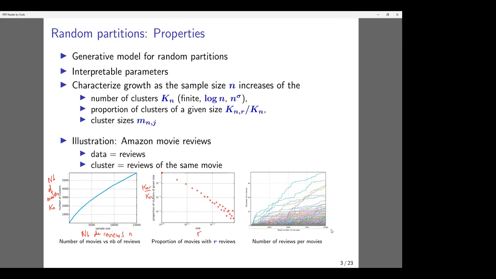The final plot is as a function of the number of reviews. For some of the clusters, I represent their sizes. Each line is M_nj for a different cluster j. A cluster corresponds to reviews of the same movie, and here for a subset of the movies, I'm representing the growth of the number of reviews for that movie. What we can see is similarly a linear, or sublinear, trend for the growth of the size of the different clusters.